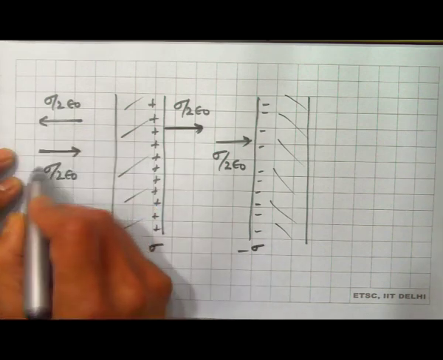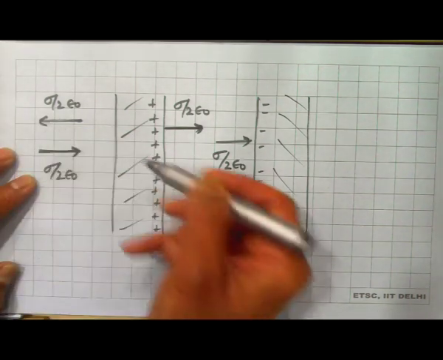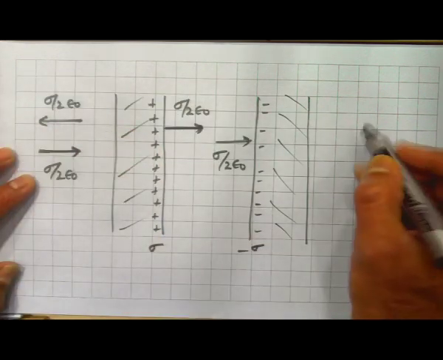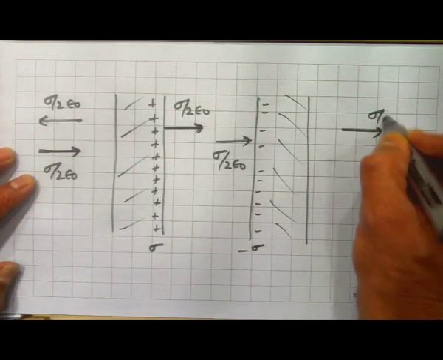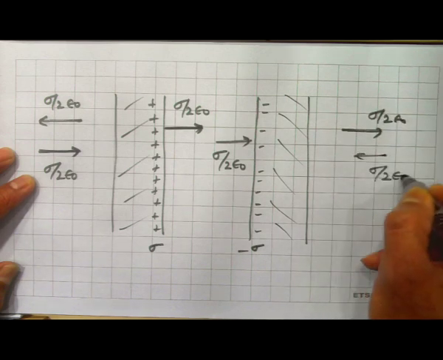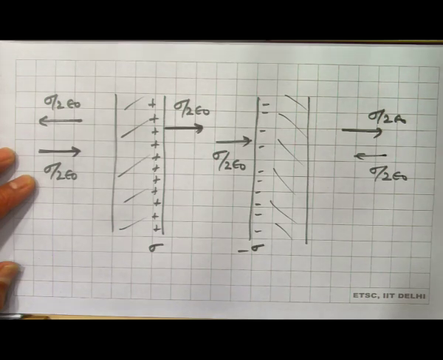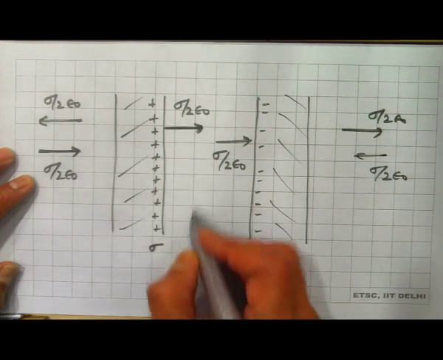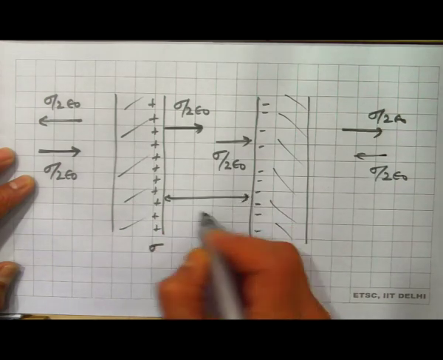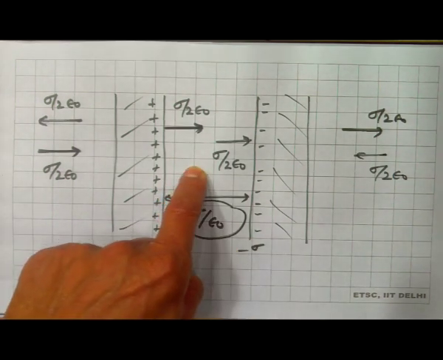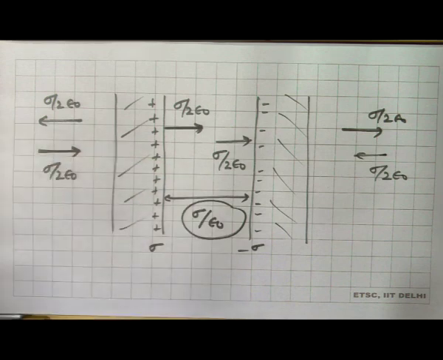The magnitude is sigma by 2 epsilon 0; the positive charge produces an electric field like this, the negative charge produces like this. Similarly, here the positive charge produces sigma by 2 epsilon 0 and the negative charge produces sigma by 2 epsilon 0. So, you can see that the net is 0 everywhere including inside, except in this region where the field becomes sigma by epsilon 0. The two fields add here, the two fields cancel everywhere else.